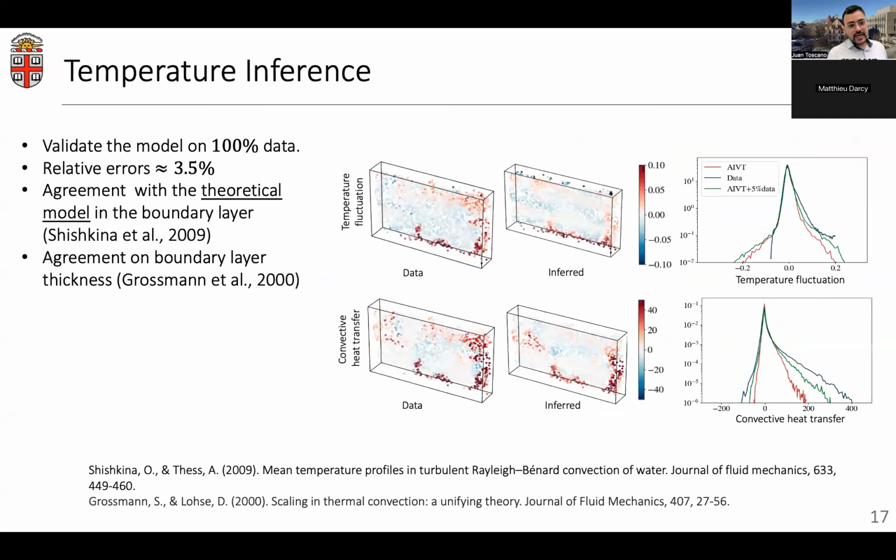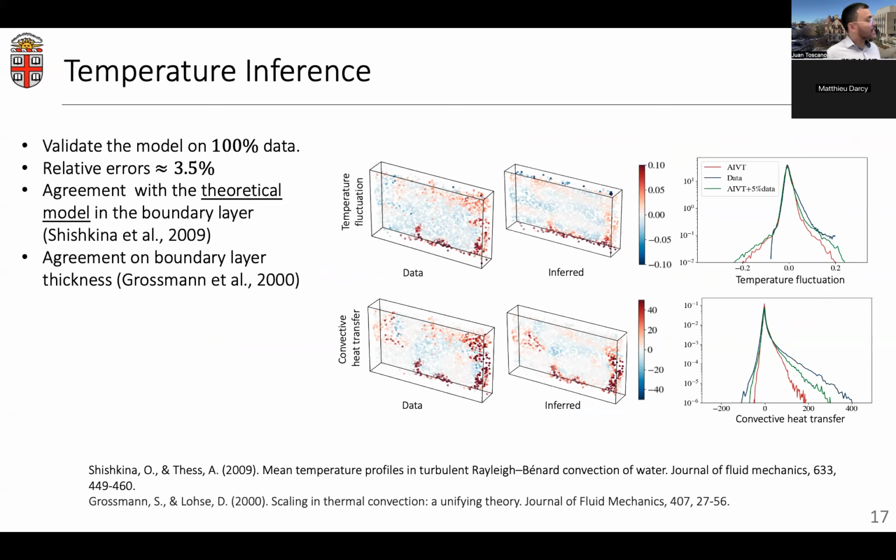This would be the temperature inference. Again, we validate the model on 100% of the data. The model had no information about temperature to make these predictions. The interesting thing is that we get a relative error around 3.5%, which is quite small.